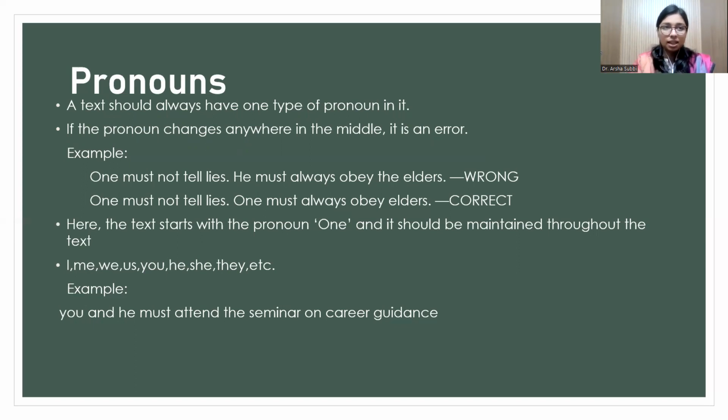So in the sentence, you can say it could also be "she," but we can't bring in the pronoun "he." Now, what are the pronouns? We have I, me, we, us, you, he, she, they, etc. So, "You and he must attend the seminar on career guidance."